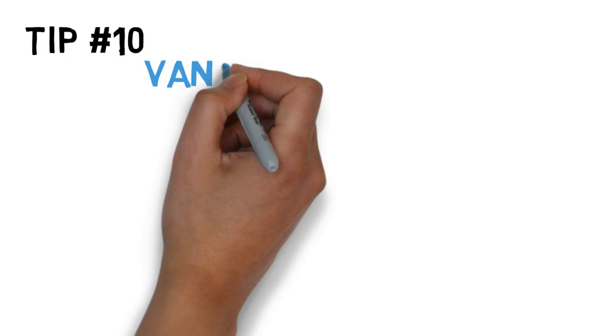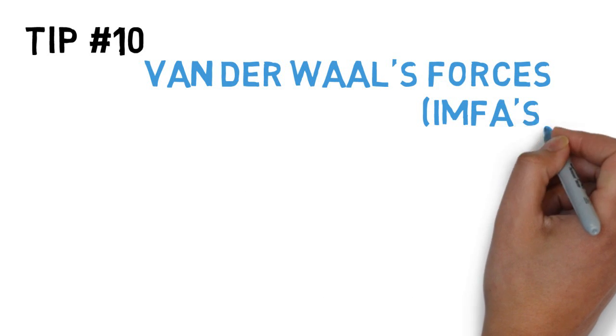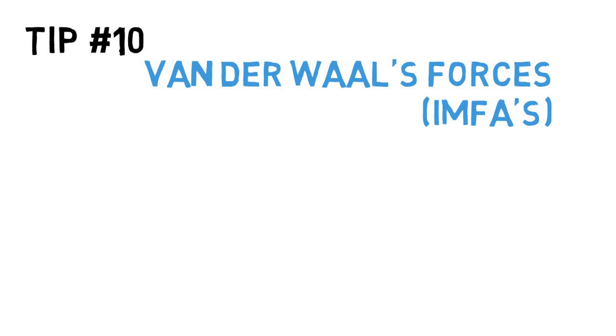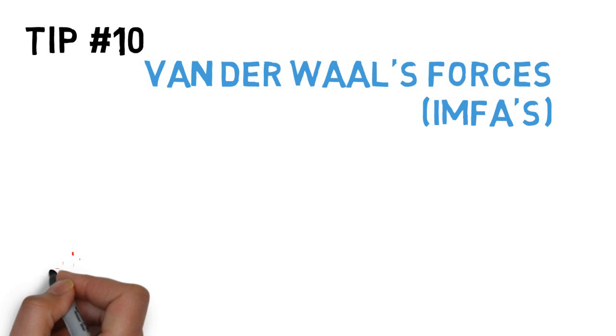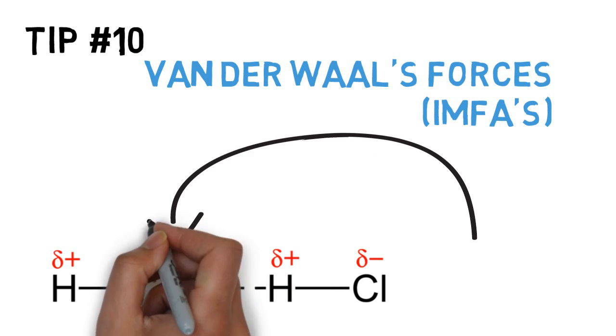Tip number 10. So what are van der Waals forces anyway? They are a collective name for the following intermolecular forces of attraction, or IMFAs. Hydrogen bonding, which is actually a misnomer since it is a force of attraction, not a bond, dipole-dipole forces, and the London dispersion forces. Hydrogen bonding is the strongest at approximately 5% the strength of a covalent bond, and London dispersion forces are the weakest but are present in everything.